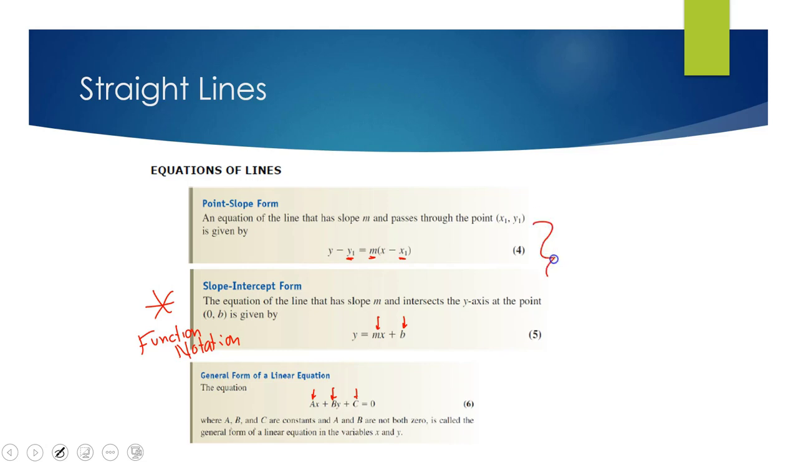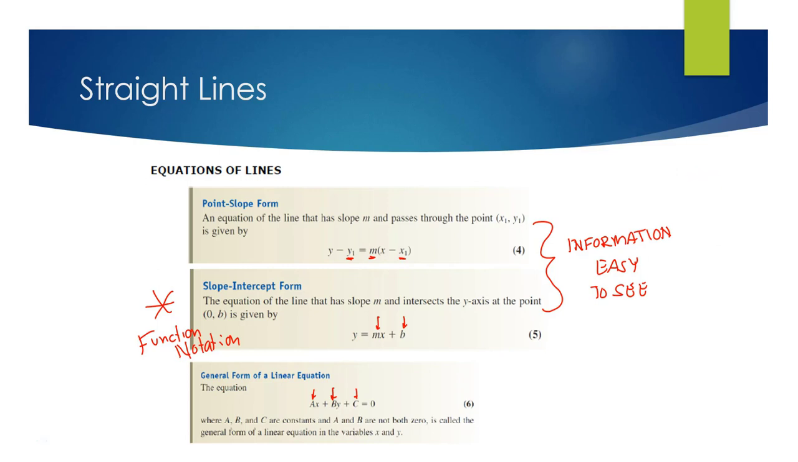What's good about these two is that you have plenty of information about the line just based on looking at the equation. So the information is easy to see. Whereas in general form, it's not really easy to see. You'd have to do some kind of mental calculation or work it out on paper to figure out what the actual equation of the line is.